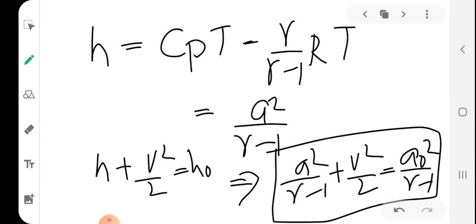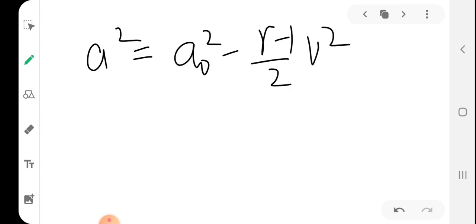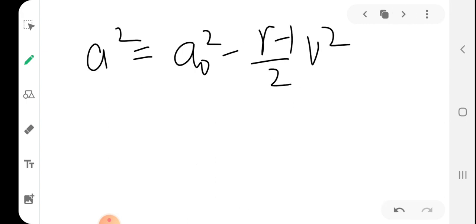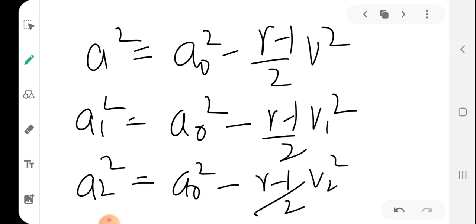Based on this equation we have drawn an ellipse, so hope you remember that portion. A square by gamma minus 1 plus V square by 2 is nothing but A0 square by gamma minus 1. So I am rearranging this equation to get an expression for A square: A square is A0 square minus gamma minus 1 by 2 V square. So A1 square is A0 square minus gamma minus 1 by 2 V1 square, and similarly A2 square is A0 square minus gamma minus 1 by 2 into V2 square.